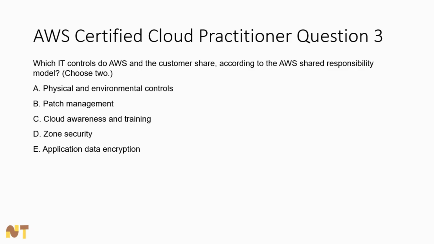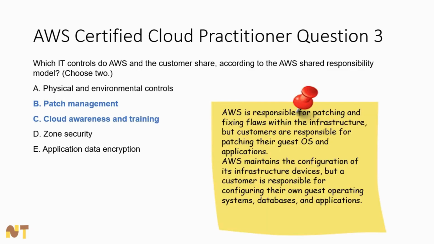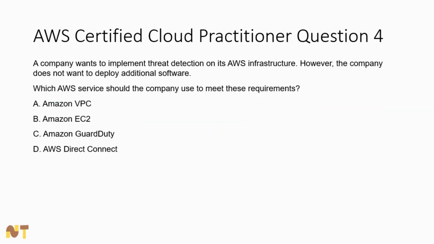Now, in a shared control, AWS provides the requirement for the infrastructure and the customer must provide their own control implementation within their use of AWS services. Just like patch management, AWS is responsible for patching and fixing the flaws within the infrastructure, but customers are responsible for patching their own guest OS and applications. And AWS trains the AWS employees, but a customer must train their own employees. So, the correct options here are B, that is patch management, and C, cloud awareness training. Here is the next question.